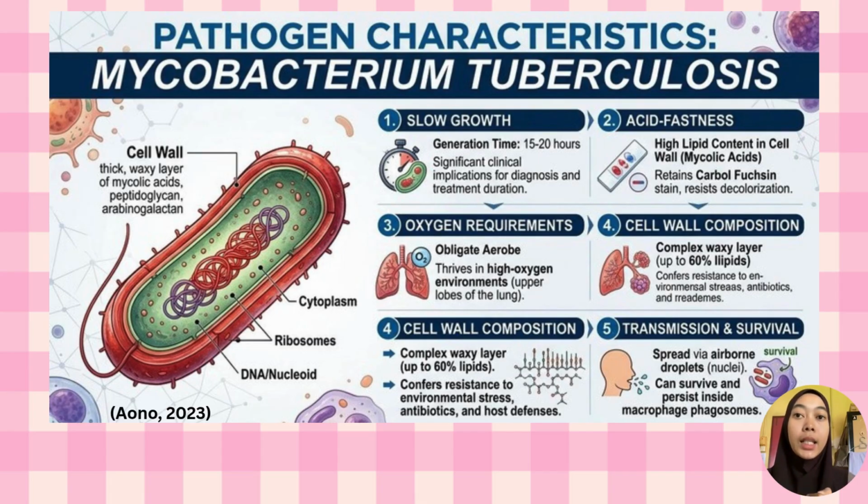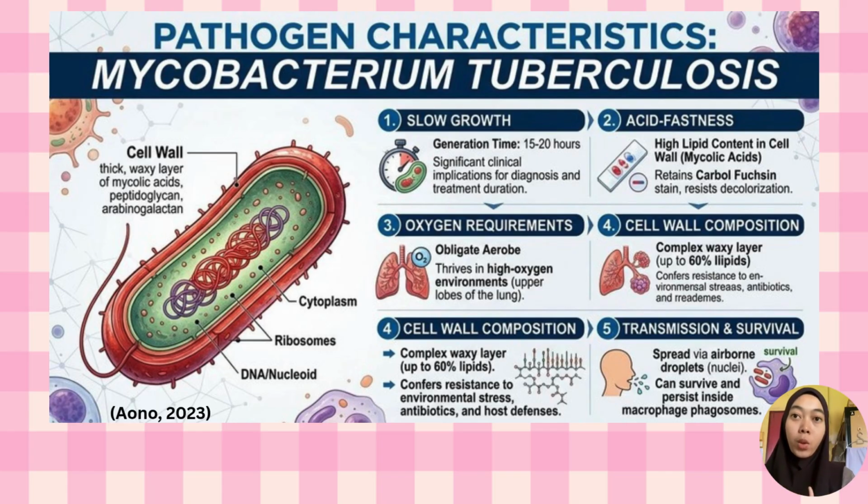The last characteristic is transmission and survival. Tuberculosis spreads through airborne droplets when an affected person coughs, sneezes, or talks. Other people can inhale these droplets and become infected. Another important feature is that the bacterium can survive and persist inside the macrophage phagosome. Macrophages are immune cells that normally destroy microorganisms, but Mycobacterium tuberculosis can avoid destruction and continue surviving inside this cell.